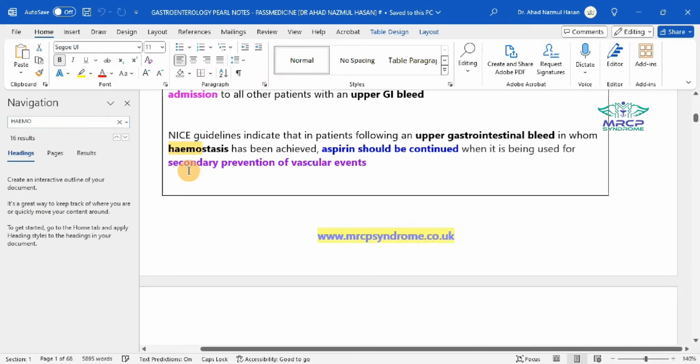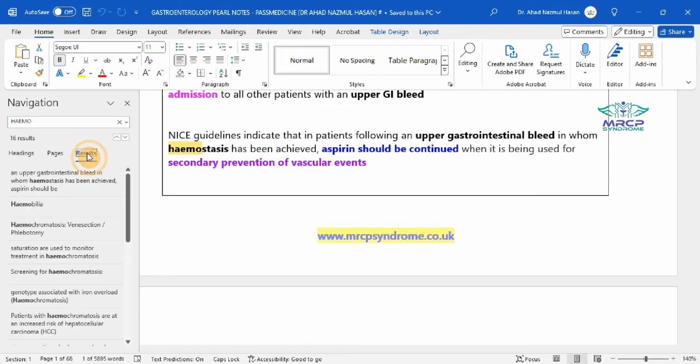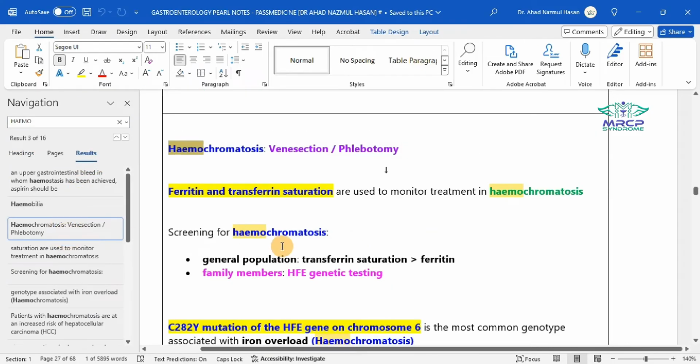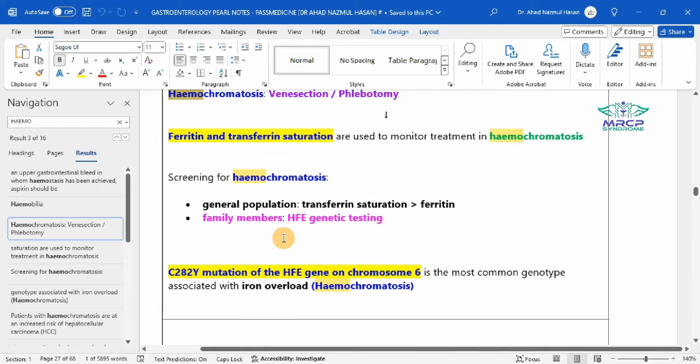HFE genetic testing. Yes, we'll be going for the genetic testing, HFE genetic mutation. So for general population, we'll be going for ferritin and transferrin saturation, and in the family member, we'll be going for the HFE genetic testing.